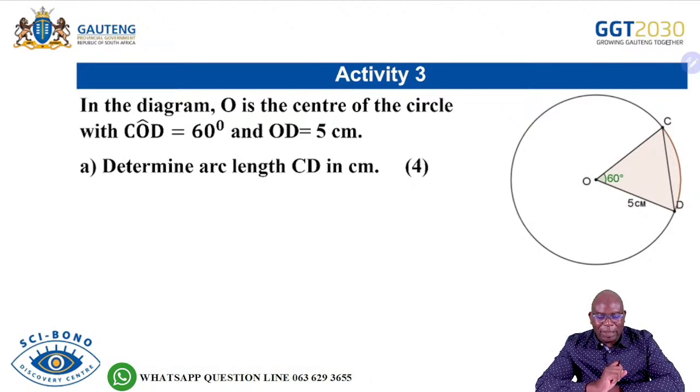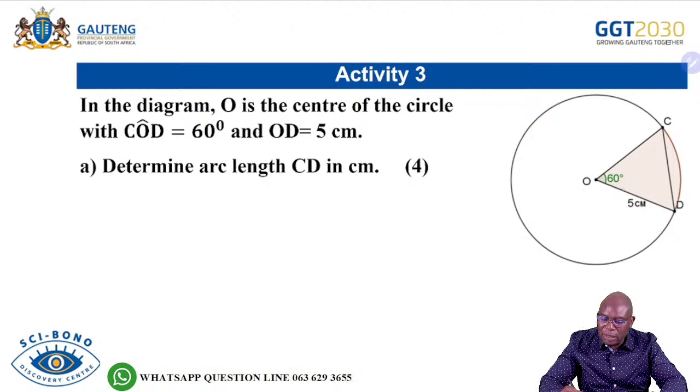First of all, I must look at what is given. What is given is a central angle, which is 60 degrees. And OD is 5 centimeters, that's given. But OD and OC are equal, so OC is going to be 5 centimeters also.